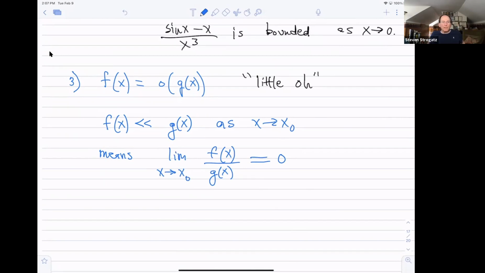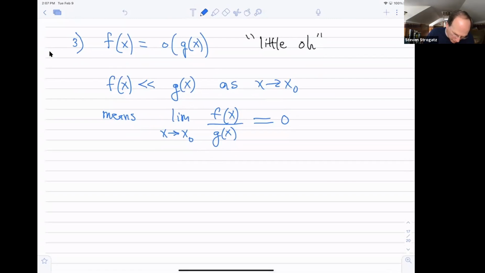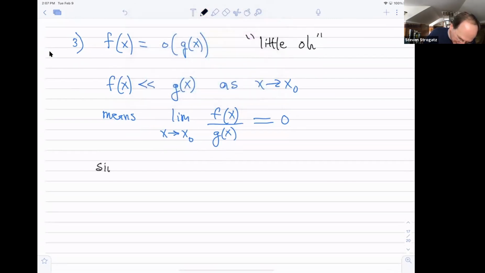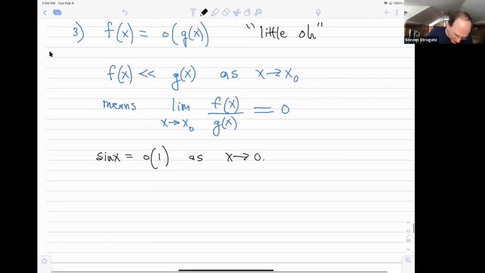So in that sense, f is much smaller than g near that point x0. As an example of this with our sine function, you could say sine of x is little o of 1 as x goes to 0, right, because sine of x over 1 approaches 0 as x goes to 0. Other ways you might say it is f tends to 0.